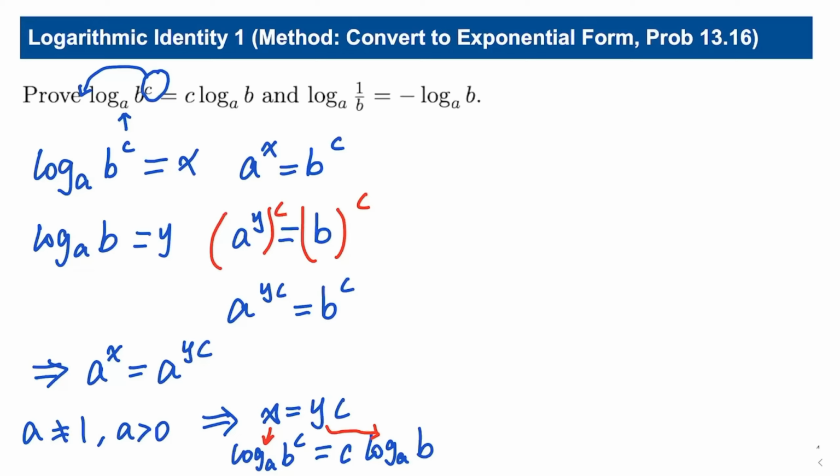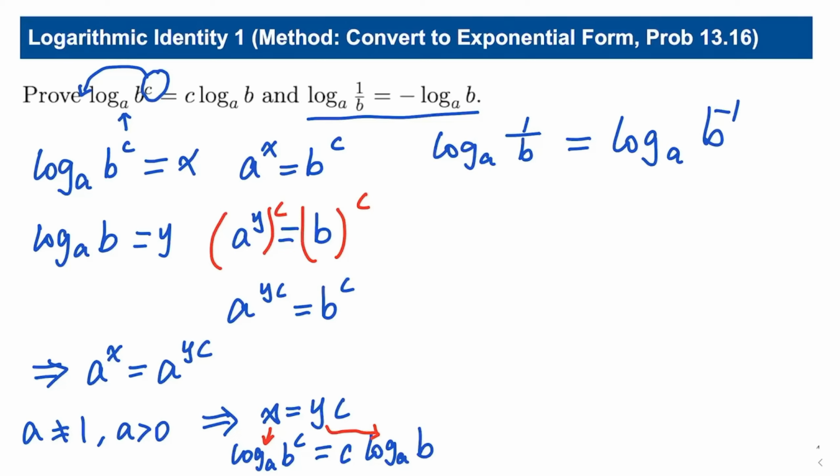This identity is very useful. It helps us to simplify exponential functions. It brings the exponent down as a linear coefficient. Now, let's see this identity. Log base a of 1 over b is simply log base a of b to the power negative 1. Therefore, using the identity we just proved, we have negative 1 times log base a of b. So negative log base a of b.